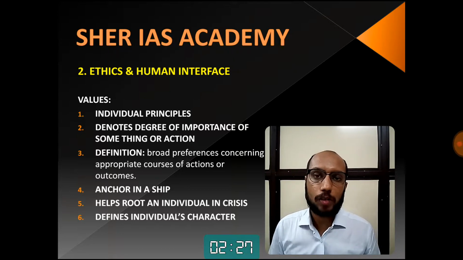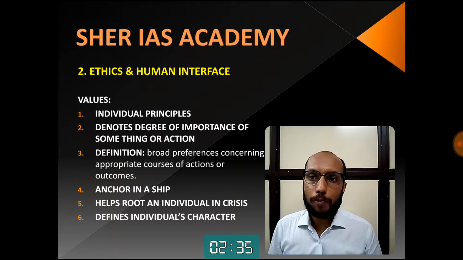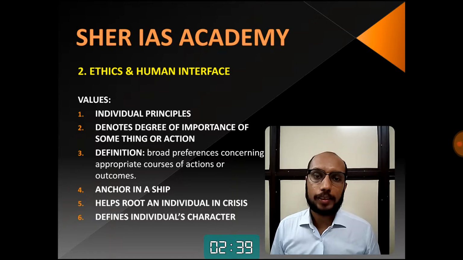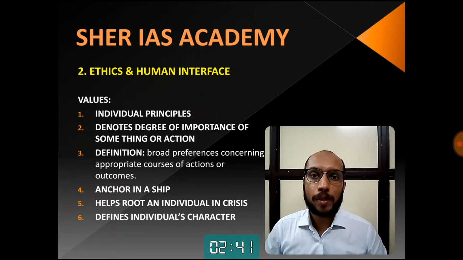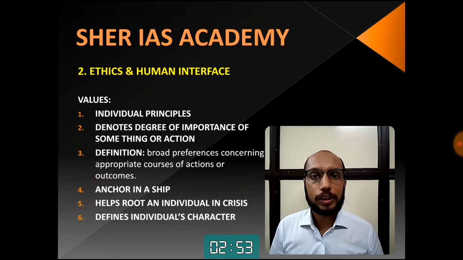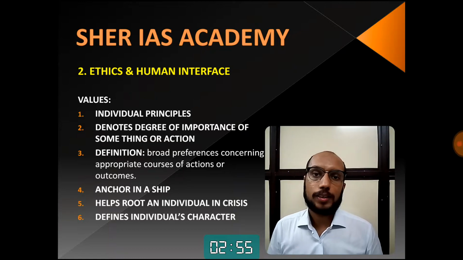But these are some of the keywords that you have to keep in mind: individual principles, importance of something or action. That is basically the values. Broad preferences, anchor to a ship. It helps an individual in a crisis. Let us say that I have suddenly entered into poverty, and there is my value of honesty. It doesn't mean that when I was rich I'll be honest, and when I'm poor I'll suddenly become a crook. No, I will remain honest even under troubled circumstances.